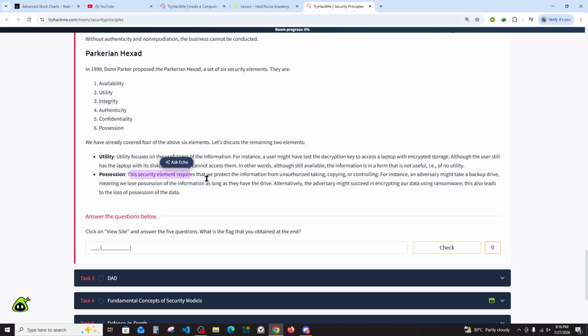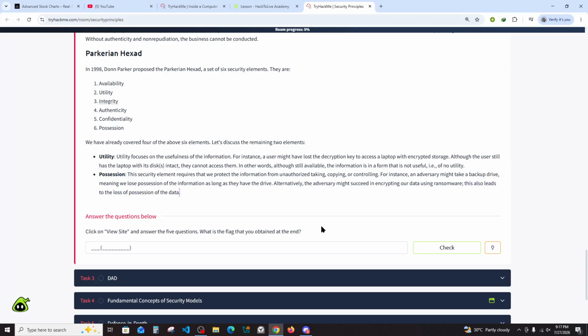Possession. The security element requires that we protect the information from unauthorized taking, copying, and controlling. For instance, an adversary might take a backup drive, meaning we lose possession of the information as long as they have the drive. Alternatively, the adversary might succeed in encrypting our data using ransomware. This also leads to the loss of possession of the data.